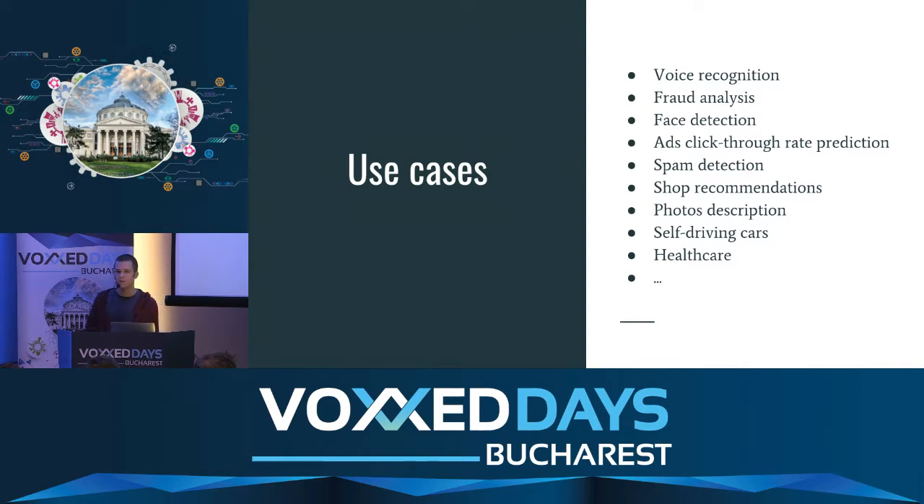Self-driving cars are related to a lot of sensors. There is image analysis detecting cars, pedestrians, recognizing street signs, etc. And healthcare: having a lot of data about different patients, it's possible to predict what is the best treatment for a given patient, what would be the best for him.